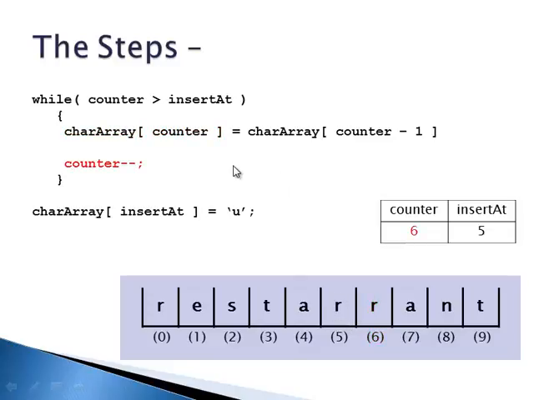We'll take our next step. The counter we know is at 6. We'll decrement that guy, and he's now at 5. We'll come back to the top and we ask the question, is counter 5 greater than insert at 5? And the answer is no. This is going to resolve to false. So when we get here, we're going to find out that the loop is not going to be able to continue on any further. So what will happen then is it will fall through to this next step right here.